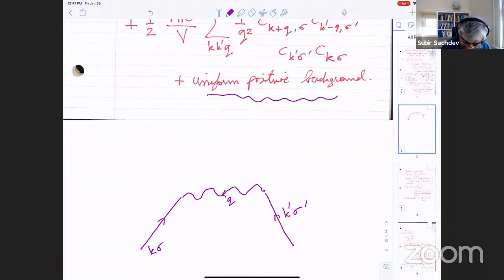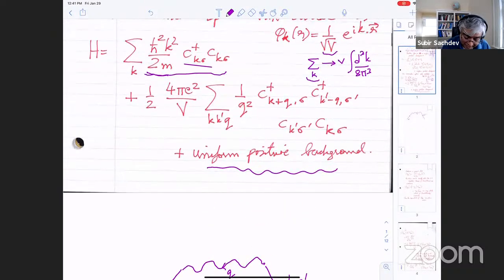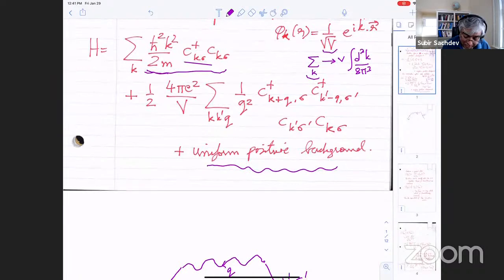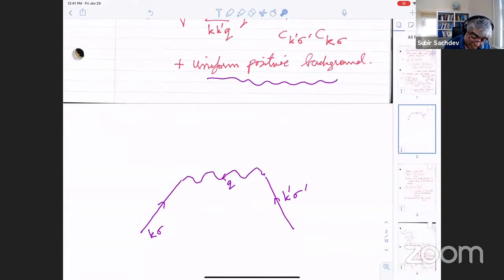And so there's a factor associated with it. This picture has a number associated with it. The number, apart from the factor of 1/2 and the 1 over volume that comes from the 1 over square root of volume normalization, is just 4 pi e squared over q squared. So there's a factor with every Coulomb interaction, which is just 4 pi e squared over q squared. And then the particles go out.